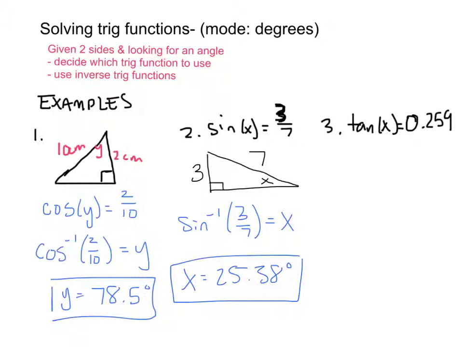Finally, the last one that we're looking at is that the tangent of x equals 0.259. Well, let's draw a picture of that. Here's x. Now, 0.259, tangent is the opposite over the adjacent, right? But we don't see anything that this is over. But what is this 0.259? What could I divide this by and it'd still be the same thing? 1. So I'll set up 0.259 to be my opposite, and my adjacent will just be 1.